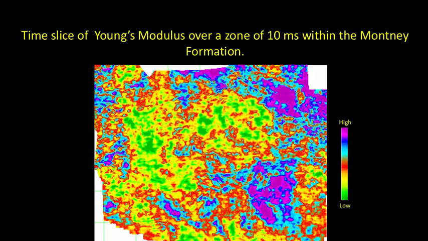Now, this is the time slice from a 10 millisecond zone within the Montney from the Young's modulus. Because I have the long offsets, I can compute Young's modulus only. And the equivalent display for the E-rho, you notice now. If you notice carefully, you'll see some minor changes, but otherwise the overall variation is similar. So this is Young's modulus, and this is your E-rho. So what I'm telling you here is that if you don't have very long offsets, you can still get away by determining E-rho in place of just E. And that is a very good application.